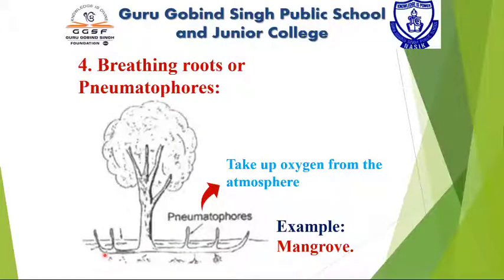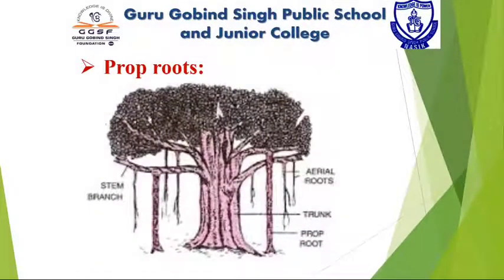So, this was all about modified roots and their types. Prop roots. Prop roots are seen in the banyan tree. These roots arise from the branches and grow towards the soil. Once reaching the soil, they support the canopy of the huge tree.